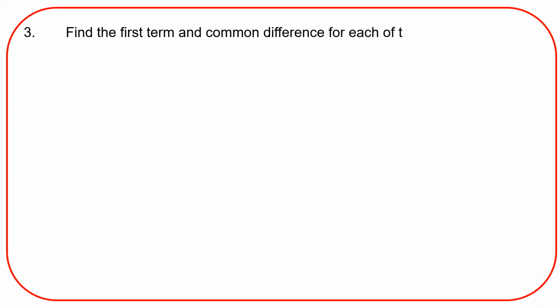Question number 3. Find the first term and common difference for each of the AP. Means given sequence is AP. So find out the first term and common difference. First example 0.6, 0.9, 1.2, 1.5, and so on. Now write down the solution.